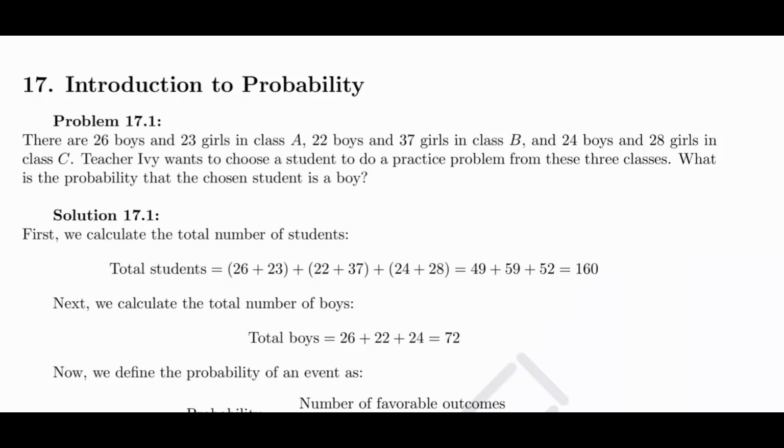Today, we begin our study of probability. Probability is about measuring how likely something is to happen. The value always lies between 0 and 1. 0 means impossible, and 1 means certain. Let's look at some examples together.